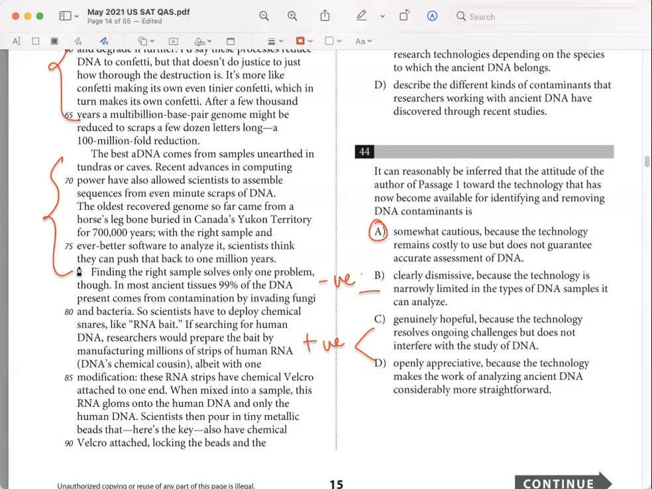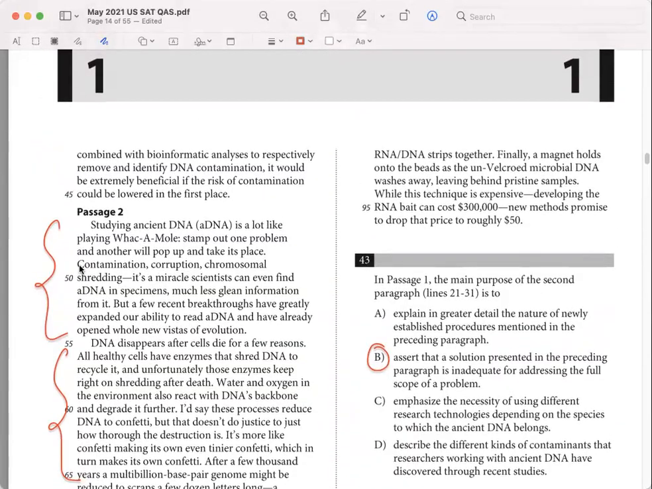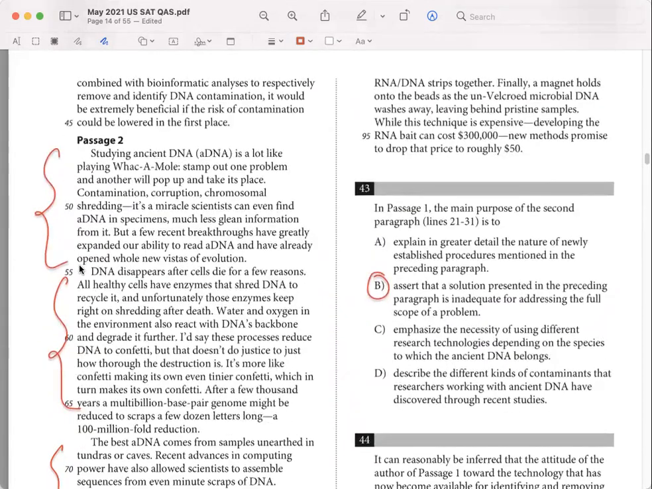Scientists then pour in tiny metallic beads that, here's the key, also have chemical Velcro attached, locking the beads and the RNA DNA strips together. Finally, a magnet holds onto the beads as the unvelcroed microbial DNA washes away, leaving behind pristine samples. While this technique is expensive, developing the RNA bait can cost $300,000. New methods promise to drop that price to roughly $50.